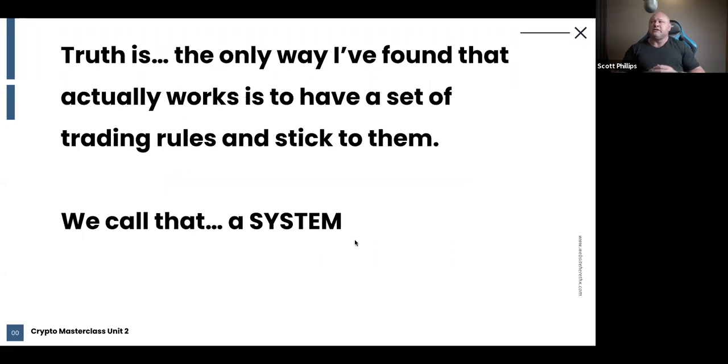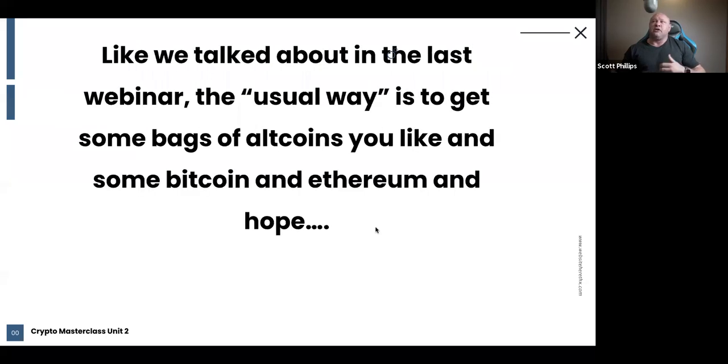So the truth is, the only way that I found that actually worked is to have a set of trading rules and stick to them. And we call that a system. And like we talked about in the last webinar, the usual way is to get some bags of altcoins you like, and probably buy some Bitcoin and Ethereum as well, and then just hope it works. Done my research, stick a fork in it, my bags are filled, I'm just going to hope.